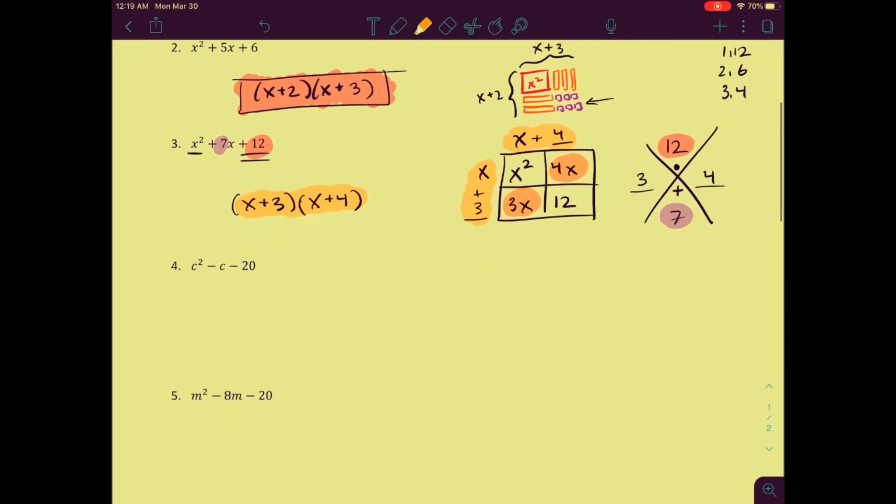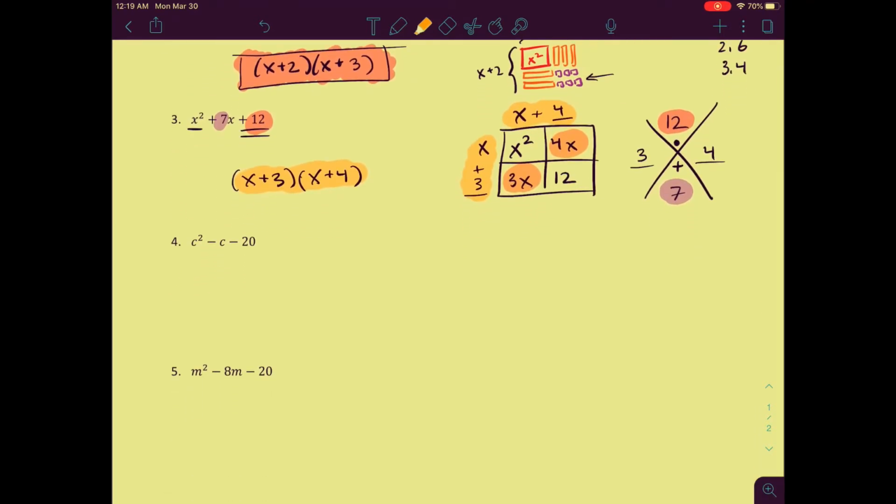Let's scroll down to number 4, and let's actually try this one together as well. So just like before, I'm going to create a Punnett square. And I know in the top left-hand corner, that's going to be my c squared. Let me just kind of color code this so you can see where these terms are coming from. I know on the bottom right-hand corner is going to be negative 20. And I got negative 20 because that's my constant.